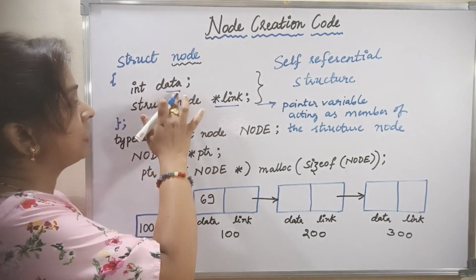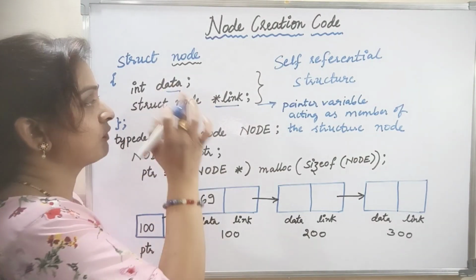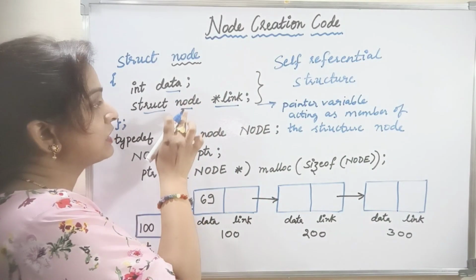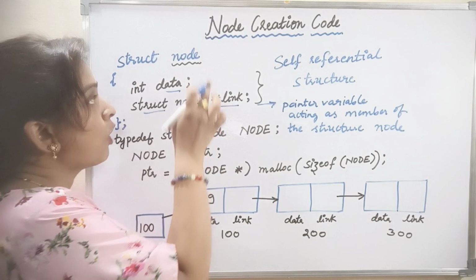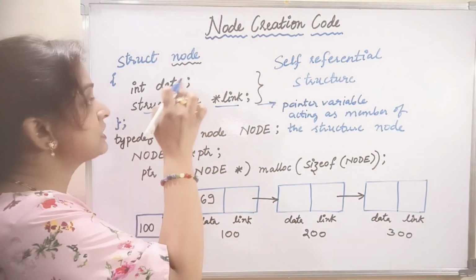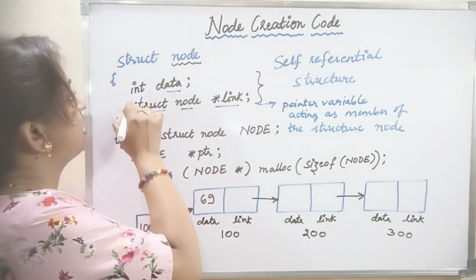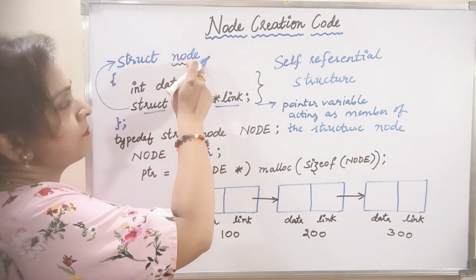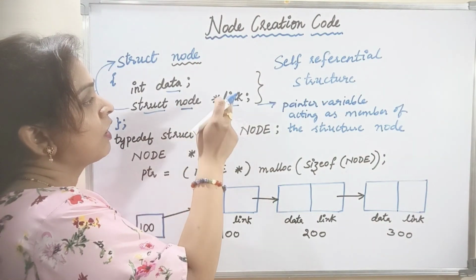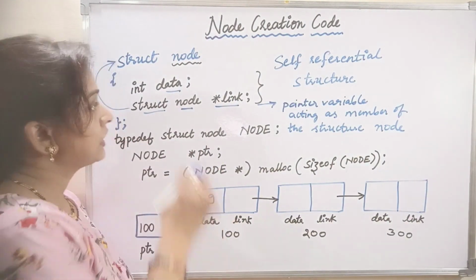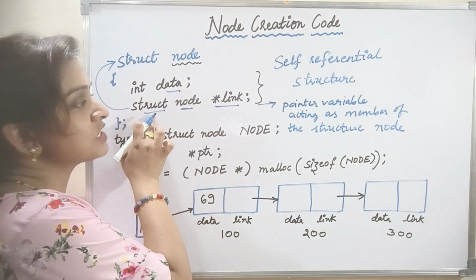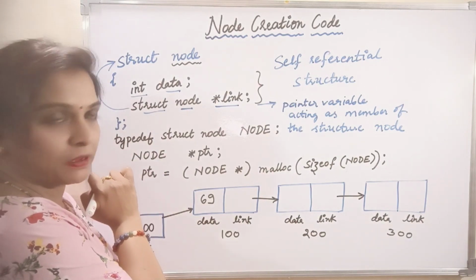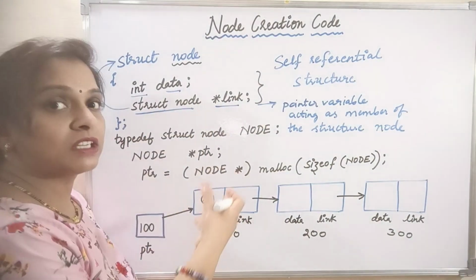So it is integer data, and struct node pointer variable. This is a self-referential structure because here I am creating a pointer variable of the same user defined data type, meaning this structure is once again pointing to the same structure. It refers to the same data type and creates a pointer variable of this type itself. This is of fundamental type, but this is of user defined type. int is a fundamental data type, basic data type, but struct node is a user created data type.